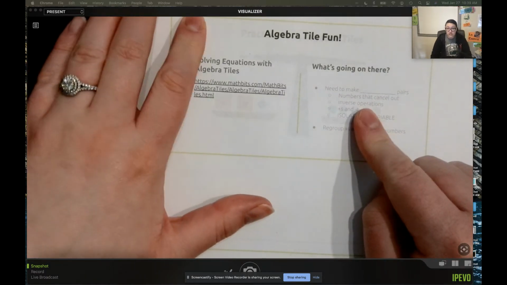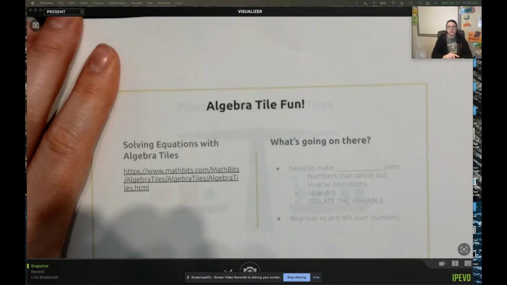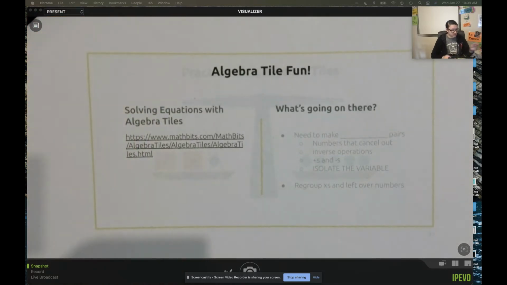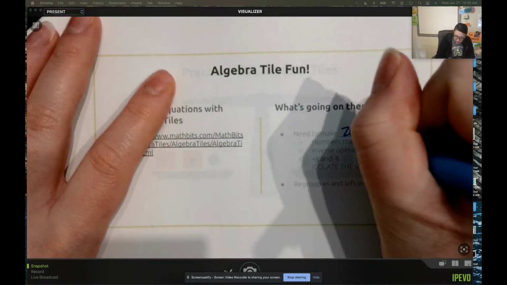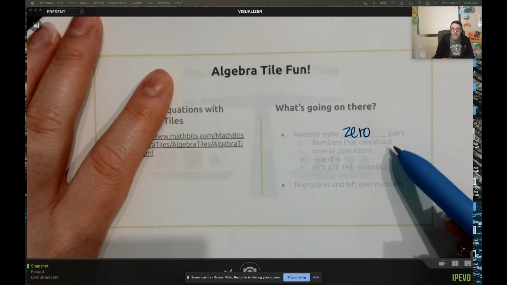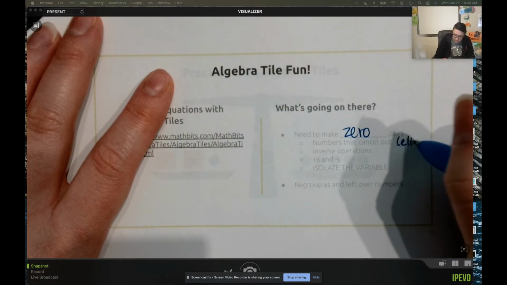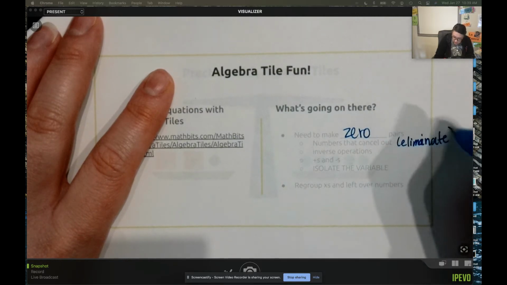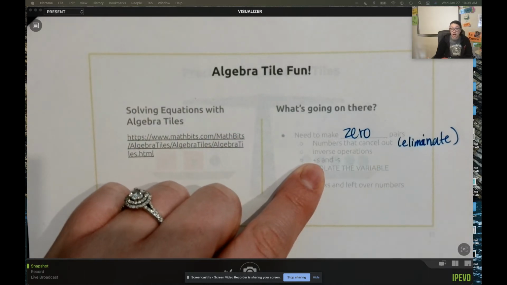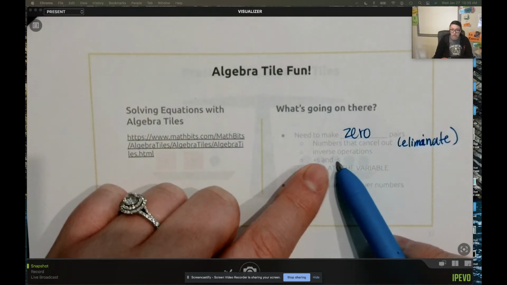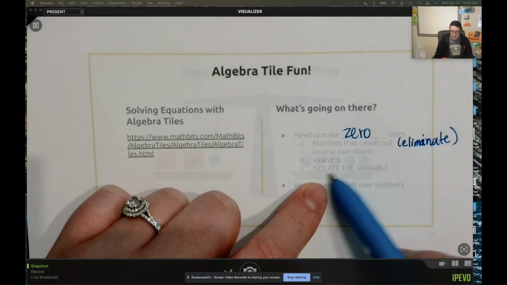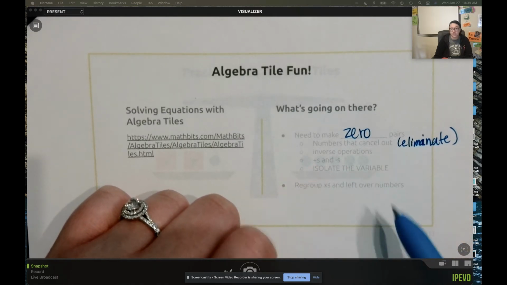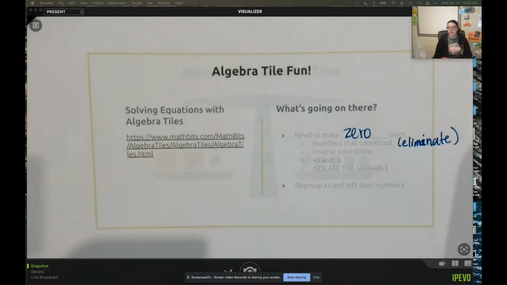So again, what's going on in these problems? What are we seeing? What is this magic? We're making 0 pairs. Those are numbers that cancel each other out or eliminate each other. That's the word we've been using. We're doing inverse or opposite operations, just adding and subtracting to get rid of them. Again, we're trying to isolate the variable, trying to get it all by itself. And then we regroup those x's and those leftover ones to figure out what our variable equals.